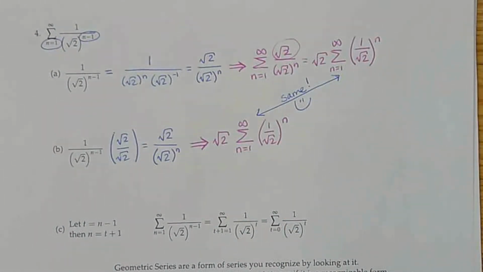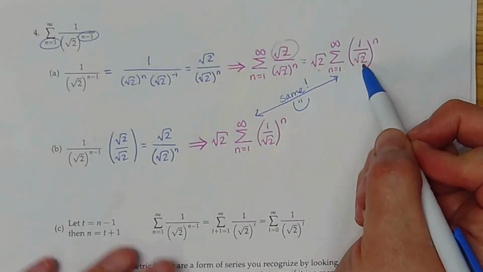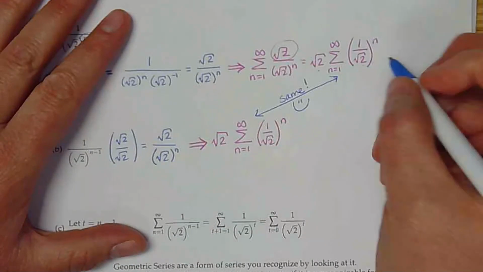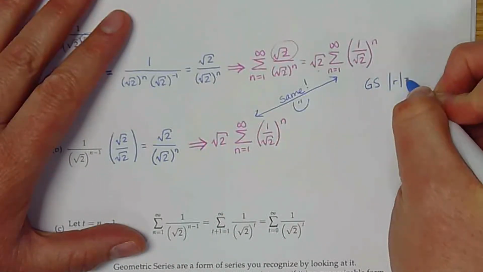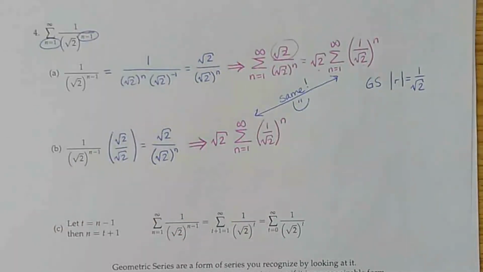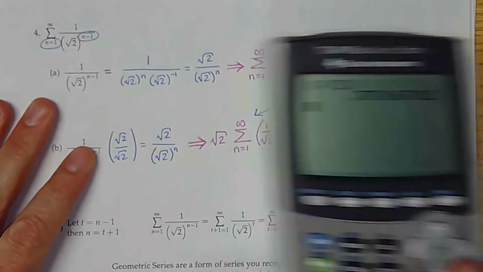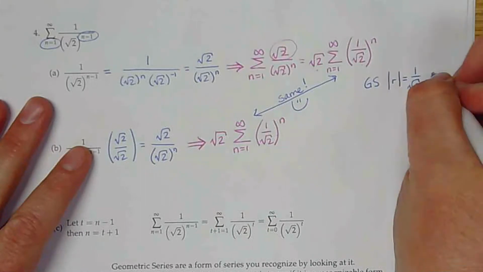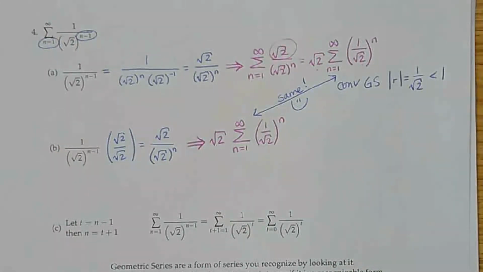Now this is a geometric series. So here's my c and here's my r. I know I have a geometric series and the absolute value of r is equal to 1 over the square root of 2. If you aren't sure what that is, I put that in my trusty calculator, and that is between negative 1 and 1. So we know that this converges. I have a convergent geometric series. The absolute value of r is equal to 1 over root 2, which is less than 1.